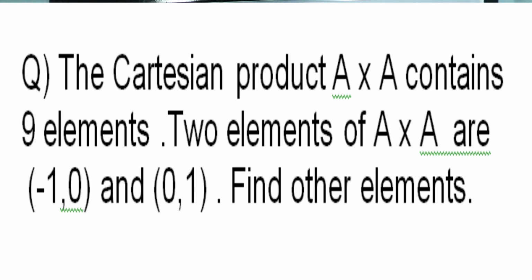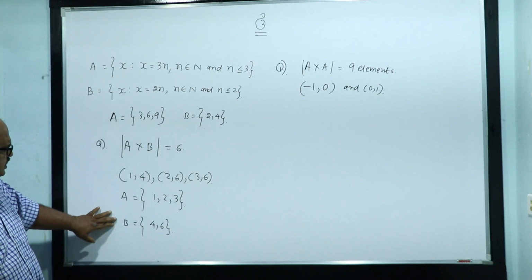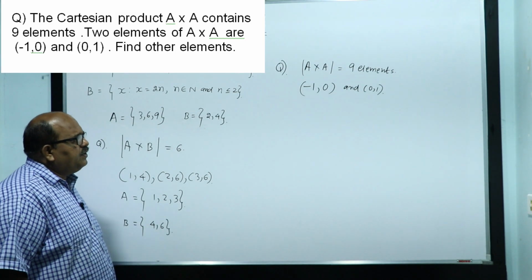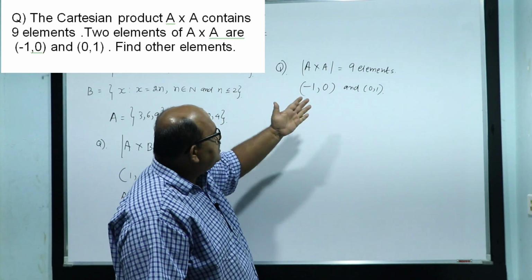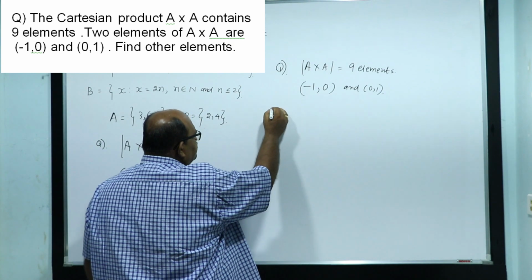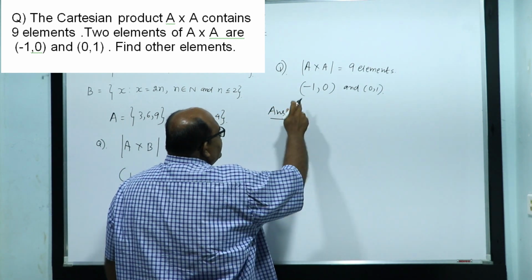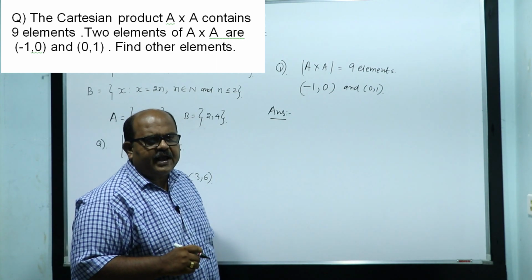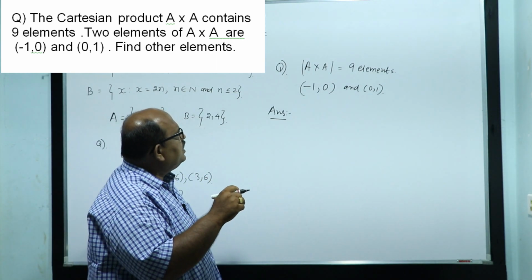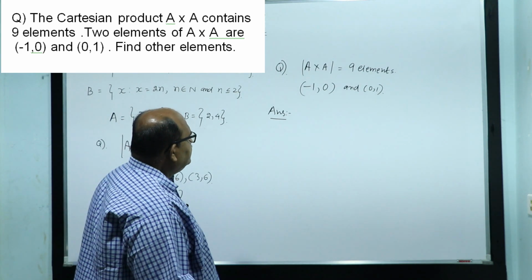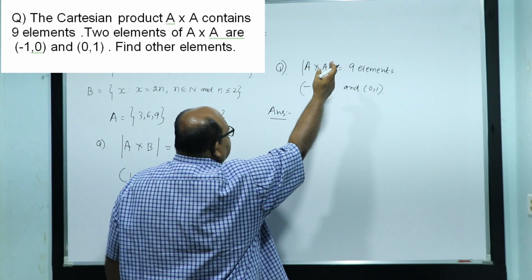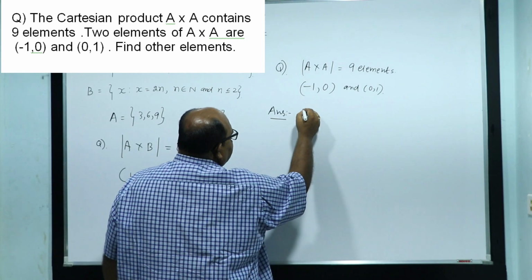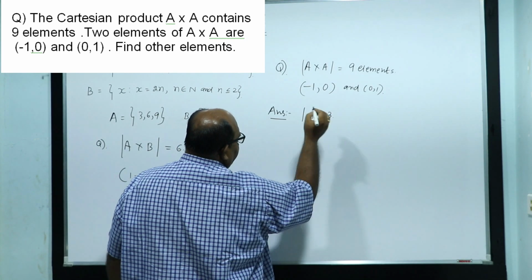Find the other elements. Again a question similar to this concept. Set A into A contains 9 elements. 2 elements are given. Find the rest 7 elements. So very simple. First conclusion is, if set A into A contains 9 elements, then what is the number of elements present in set A? That is equal to 3. Because if set A contains 3 elements, then A into A will contain 9 elements. So cardinality of A is equal to 3.